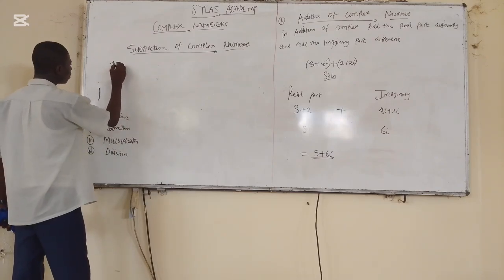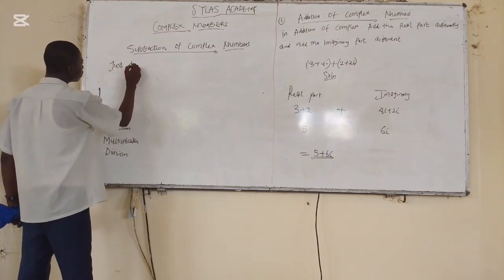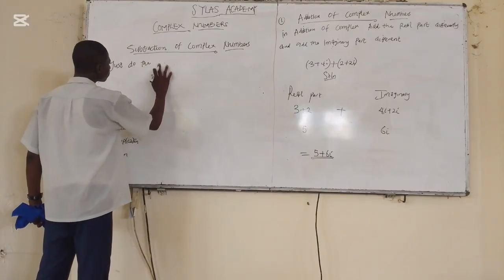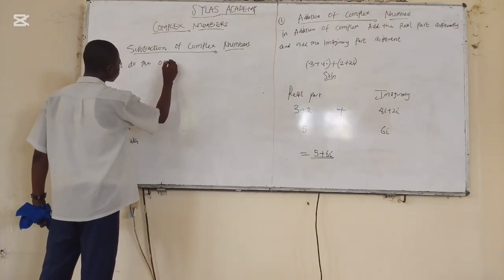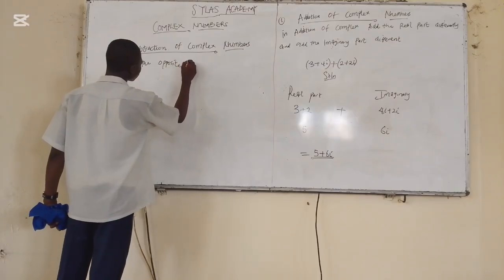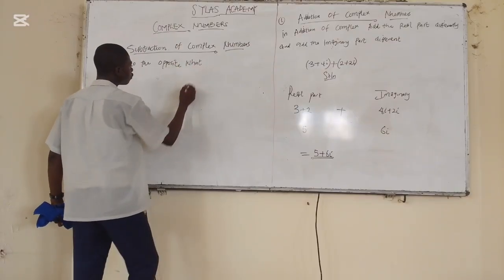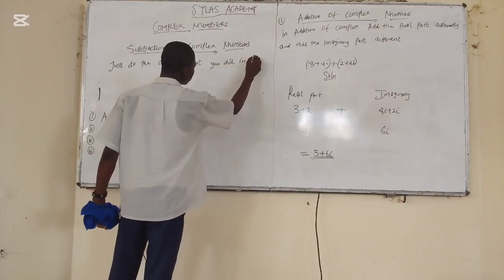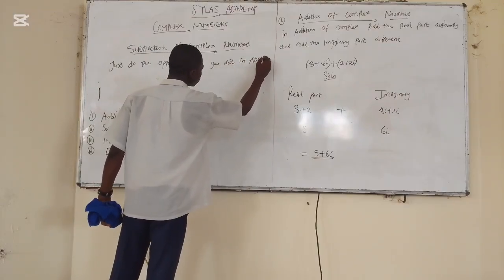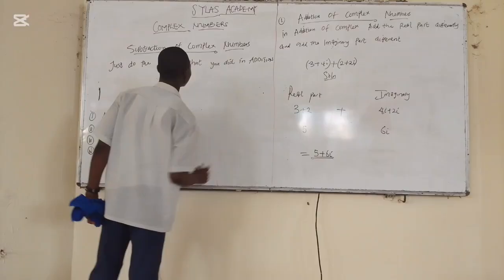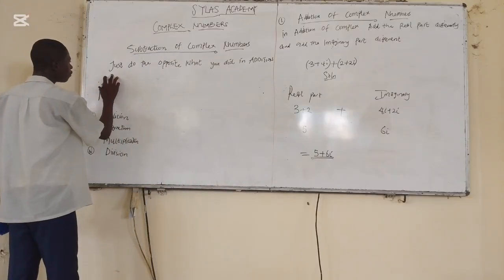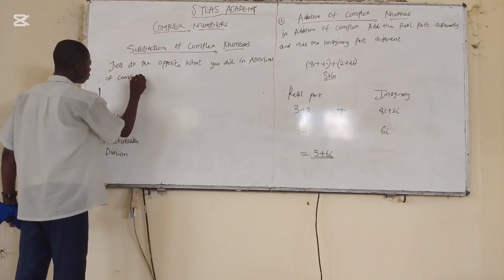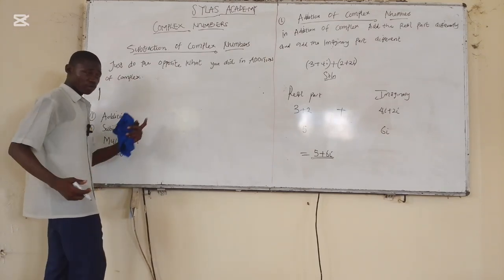Okay, let me give you this statement. Just do the opposite of what you did in addition of complex numbers. Now, what is the opposite of what you did?